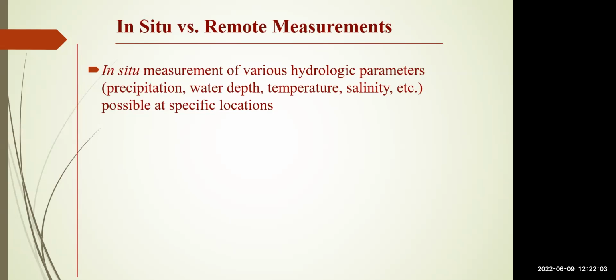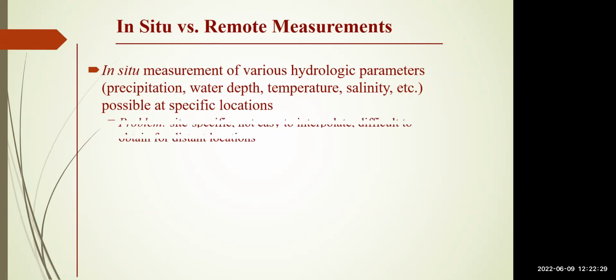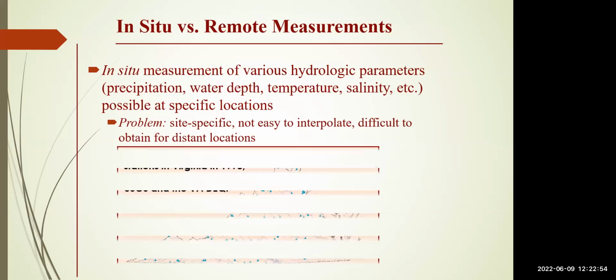So, in situ measurement of various hydrological parameters, like we can see here, precipitation, water depth, temperature, salinity, is possible for a specific location. For example, if I am sitting in the International Islamic University and I am measuring something, that would be specifically about that location. But if we want to talk about the whole area, you cannot base it on that one location and consider the whole area of Islamabad. That is not easy, and that is not possible at all. So those types of difficulty with in situ measurement we can handle with remote sensing based data.